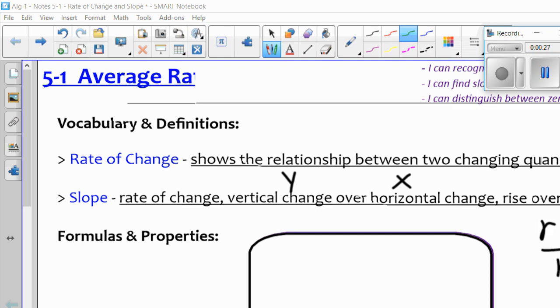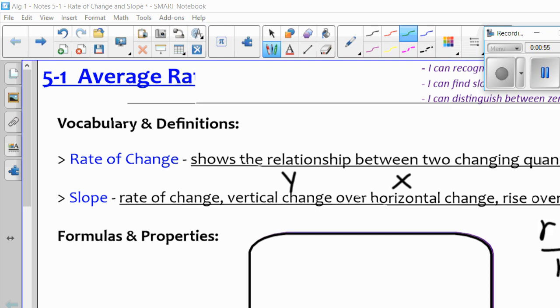So once again, if I go a little too fast, hit pause, make sure that you get your notes caught up, and then come back and hit play and just keep going with your notes, okay? So you've got a couple definitions here first, rate of change and slope. They're both basically the same thing, and we tend to use slope a little bit more than rate of change, is what we're talking about, okay?